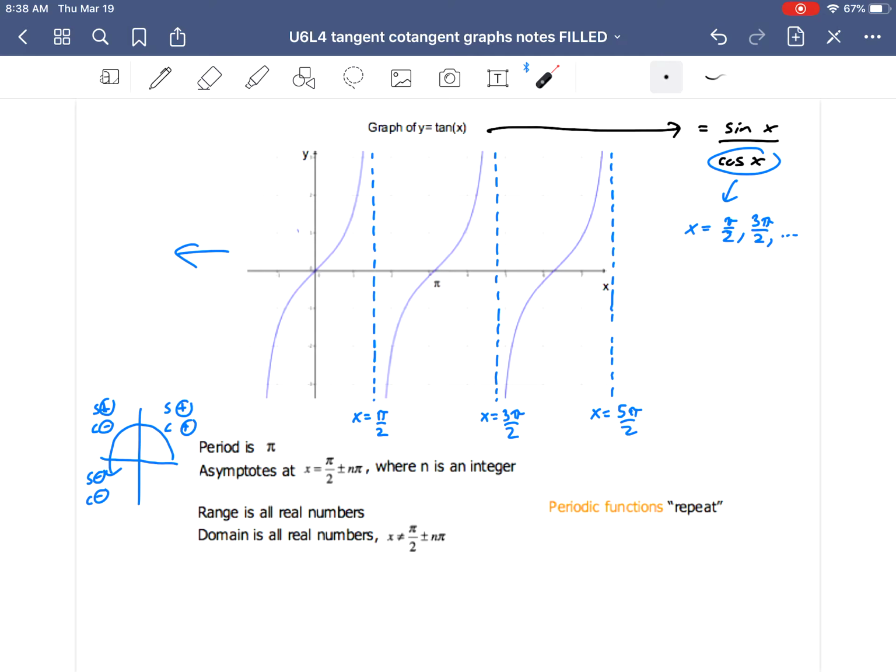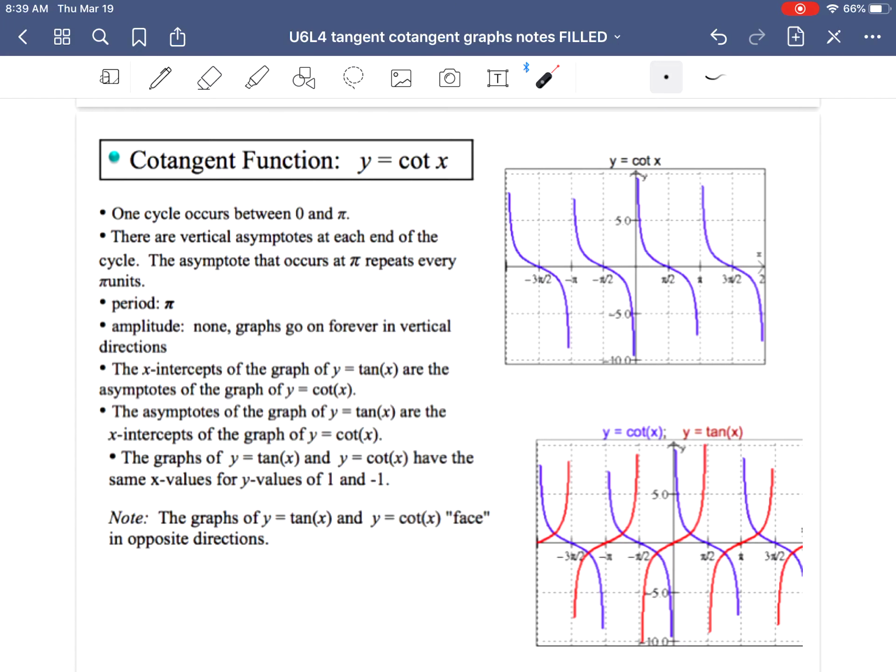A couple other things, the range of this is all real numbers. We see that from the graph. This is unbounded. This thing's going to continue going up forever, and it's going to continue going down forever. And then the domain's a little bit weird, so what we're going to do is take out the places where the vertical asymptotes are. So we're going to say the domain is everything except x can't be pi over 2 plus or minus n pi. All right, let's get on to this next page, then I'll cut the video and we'll look at some examples.